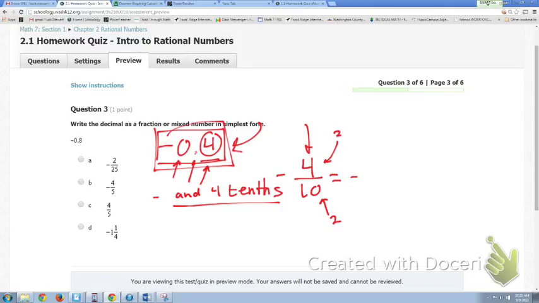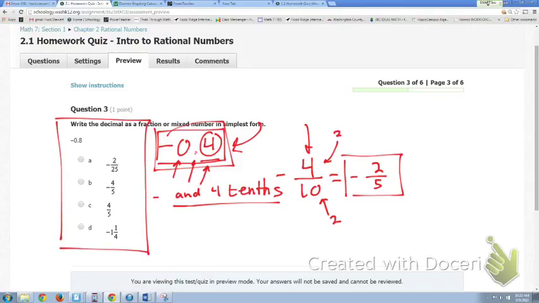So 2 goes into 4 twice. 2 goes into 10 5 times. And I think this is my simplest form, so a negative 2/5. You'll want to evaluate your own over here and see if you can figure out the most simplified form. Don't forget, it is still a negative.